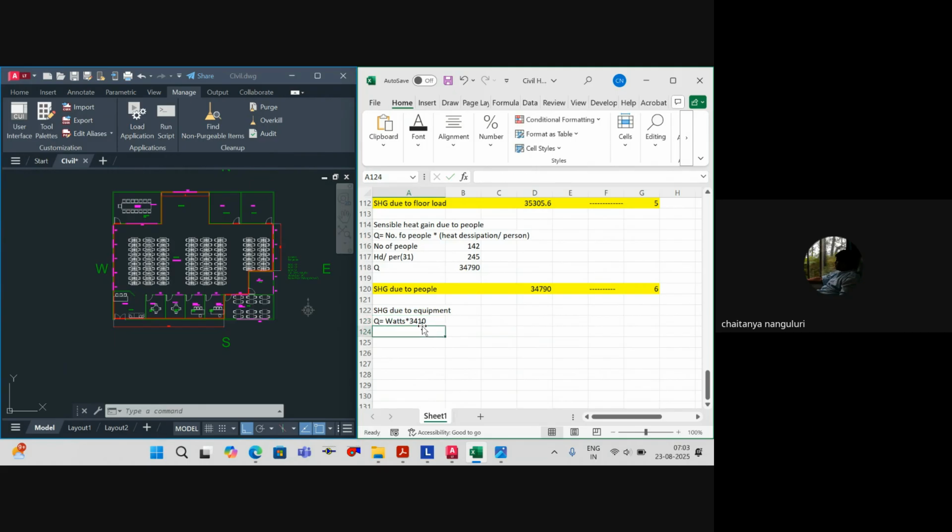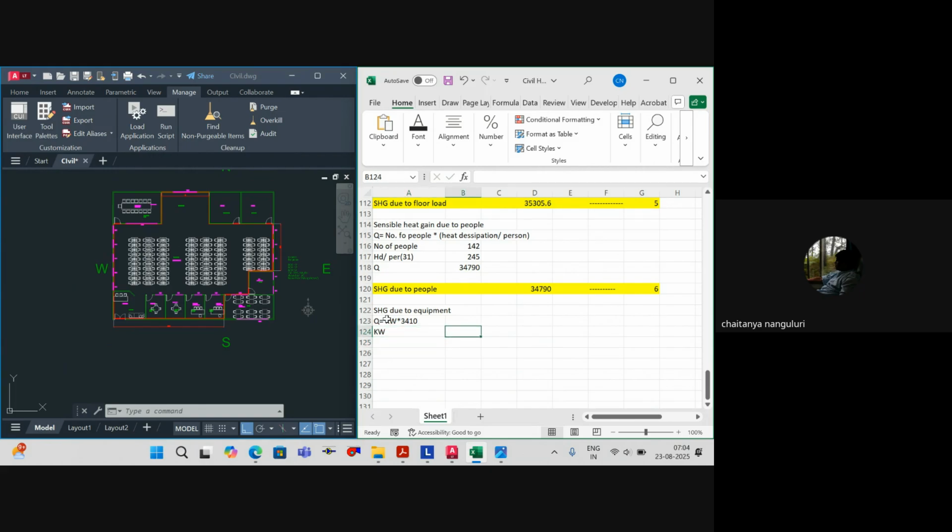3410 is the conversion factor that we are using. So watts, we have to calculate it. Total watts, we have to consider it, or kilowatts is also fine. So watts into 3.41, kilowatts into 3410. My mistake. Kilowatts into 3410. So we'll calculate the kilowatts value.